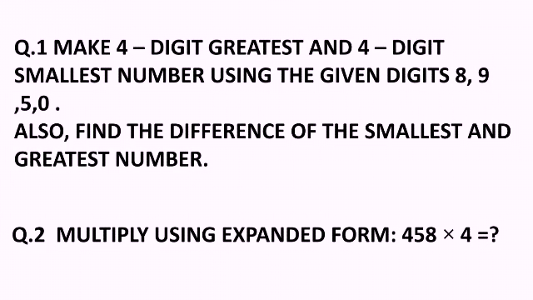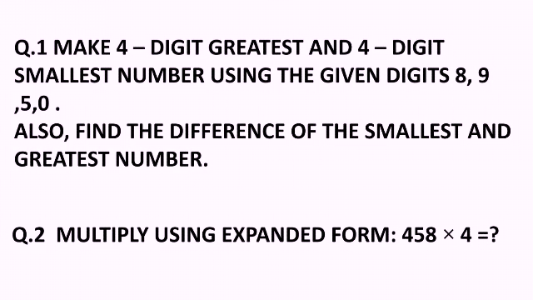First question is: make the 4-digit greatest number and the 4-digit smallest number using the given digits 8, 9, 5 and 0. Also find the difference of the smallest and the greatest number. Here you need to find out 3 answers. First answer is the 4-digit greatest number. You have to make the 4-digit greatest number using 8, 9, 5 and 0.